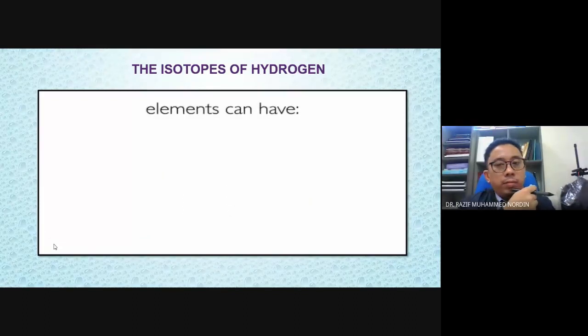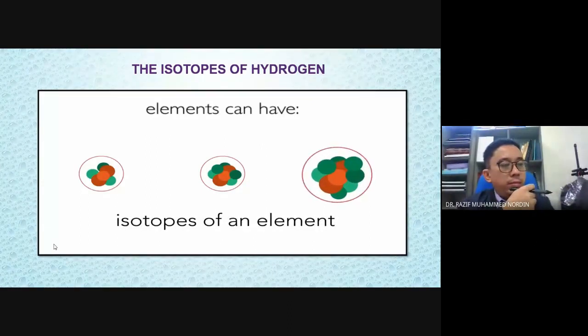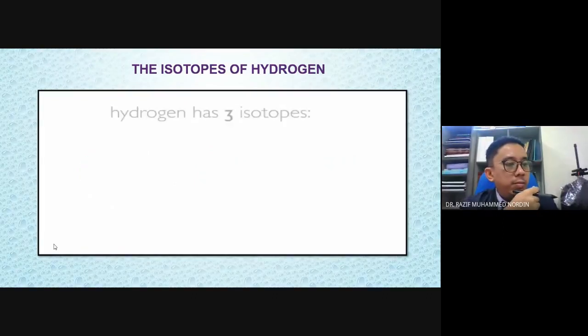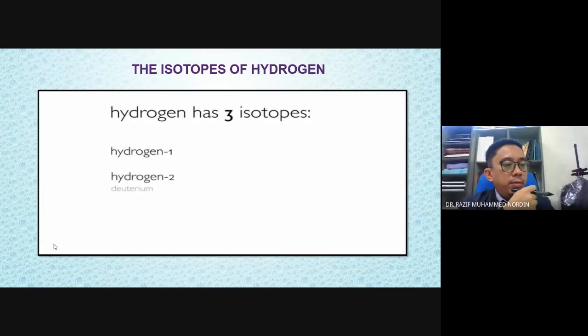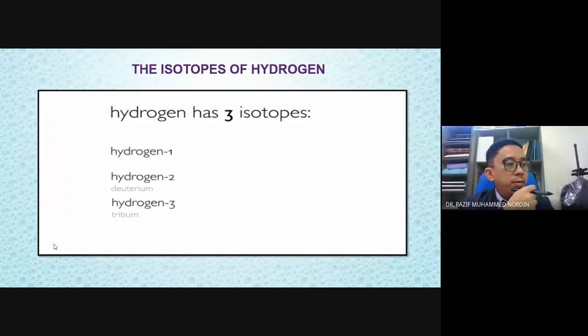Elements can exist with slightly different numbers of neutrons, and we call these isotopes of an element. It is particularly common for heavier elements where a lot of neutrons are required to hold the nucleus together, but smaller and lighter examples include the isotopes of hydrogen. Hydrogen 1, hydrogen 2, also called deuterium, and hydrogen 3, also known as tritium, are the three isotopes of hydrogen. They have 0, 1, and 2 neutrons respectively.